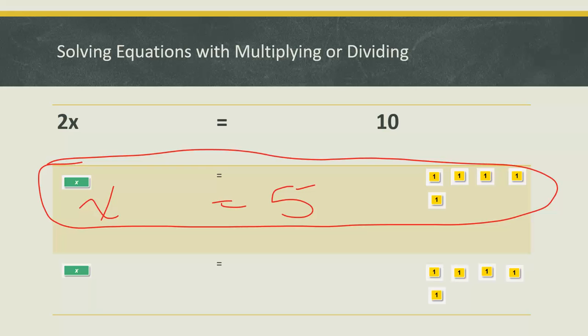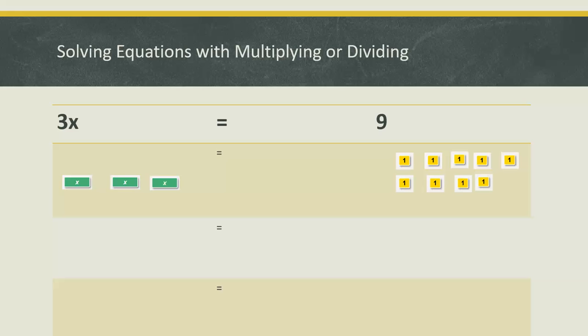And remember, we can check this. So 2x means 2 times x. So 2 times x equals 10. Well, let's check. 2 times 5 equals 10. Is that true? Yeah, that's a correct statement.